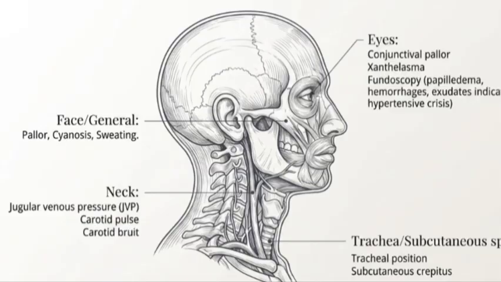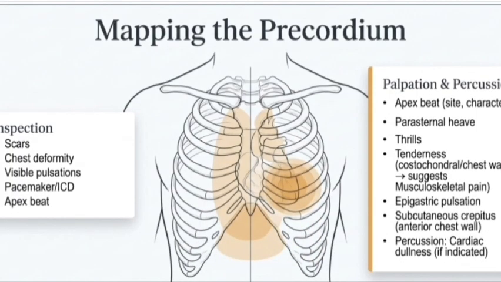Moving up the neck, look for JVP, carotids, and carotid bruit may be listened for, and you can see pallor, cyanosis, and sweating on the face. In the eyes, pallor and xanthelasma, and fundoscopy for papilledema, hemorrhages, any lesions of infective endocarditis, and then come to the trachea for its position, and any crepitus palpable in the vicinity may give a clue.